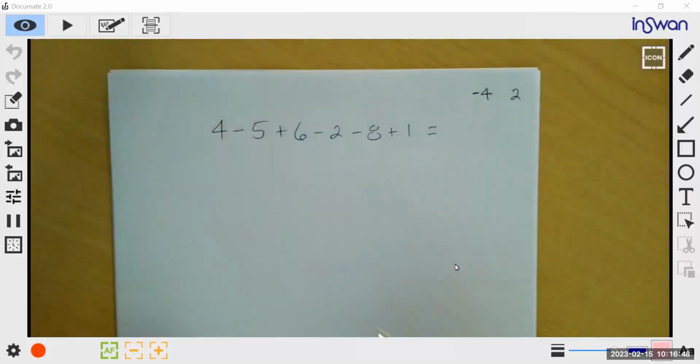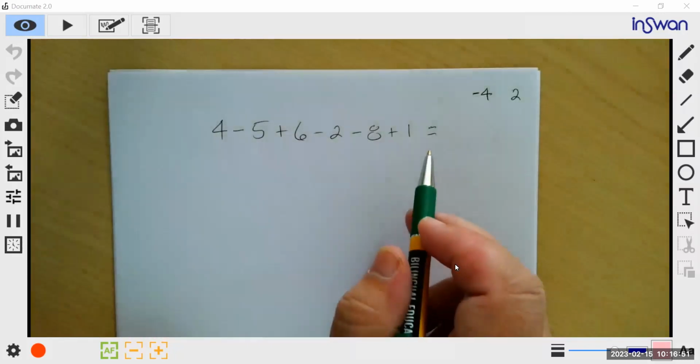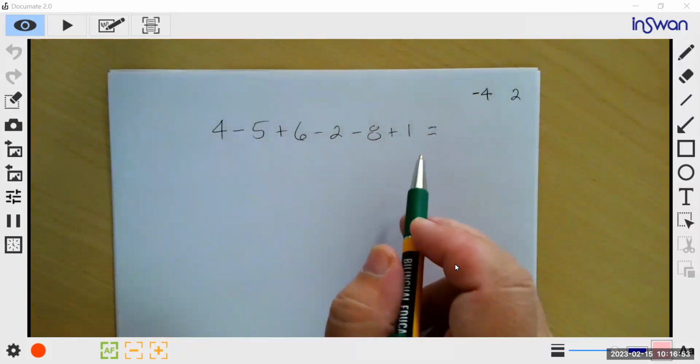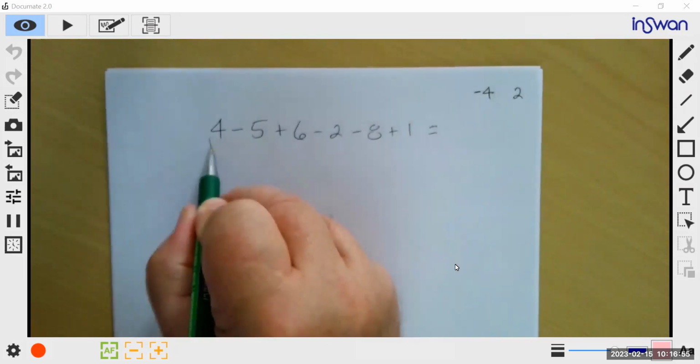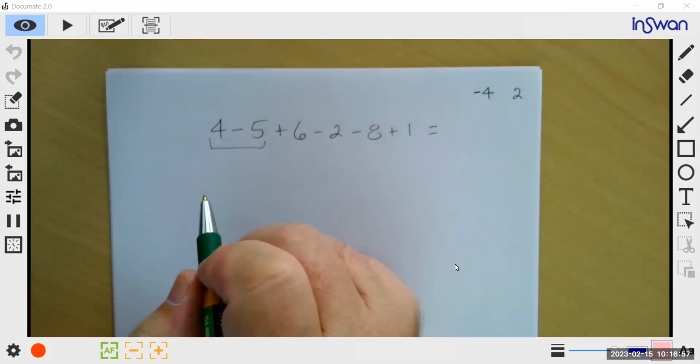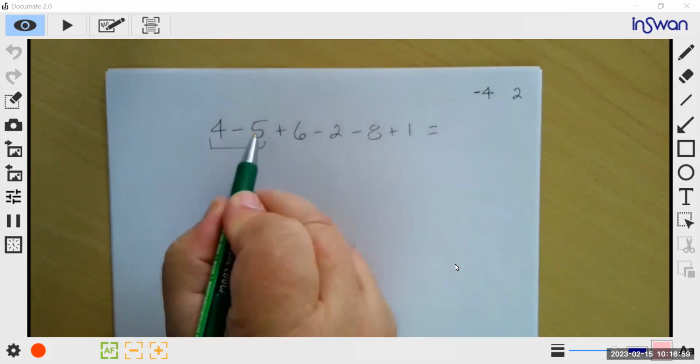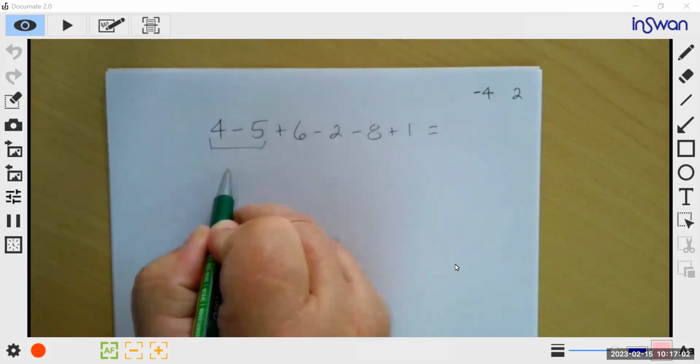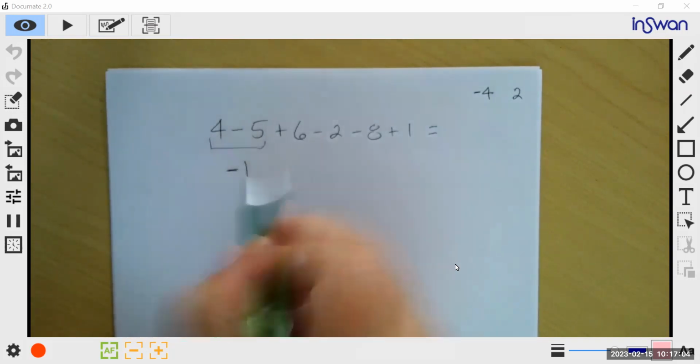All right, so let's look at this. Since there's no special operations, no multiplication or division, we go left to right. 4 minus 5 is what? -1. Yeah, since 5 is bigger than 4, the answer would be negative. 5 minus 4 is 1.